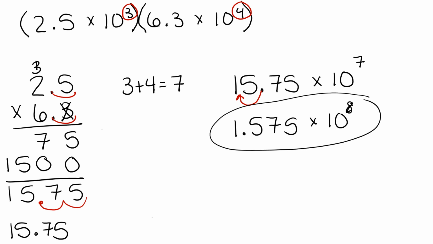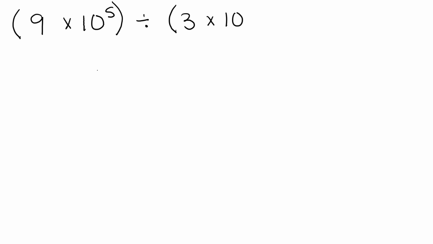1.575 times 10 to the 8th would be our final answer. For number 4, we have the problem 9 times 10 to the 5th, and we're going to divide it by 3 times 10 to the 2nd. Remember, with adding and subtracting, we have to write our numbers in standard form. We don't do that with multiplying and dividing. We can simply divide our numbers.